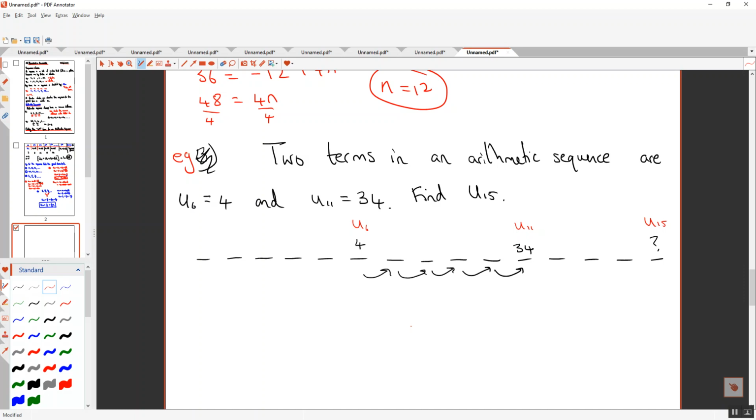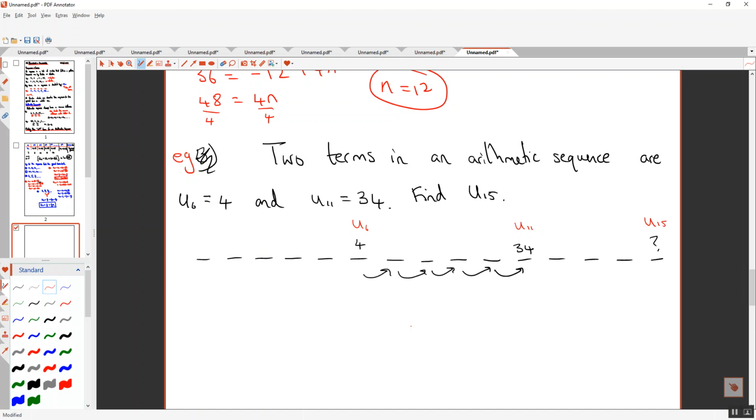So you can come up with a formula for this one, yeah? And you're going to have how many unknowns in each formula? Two, because you don't know what u1 is, you don't know what d is. So if you've got 2 formulas with 2 unknowns, what can you do? The simultaneous. Yes! Yeah, you can do it like that.